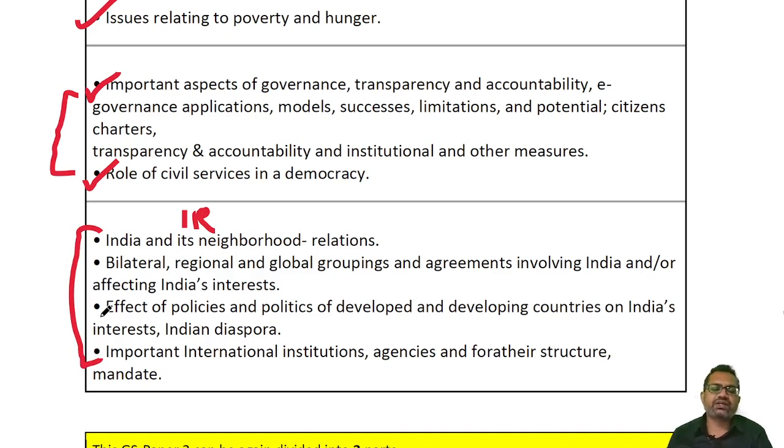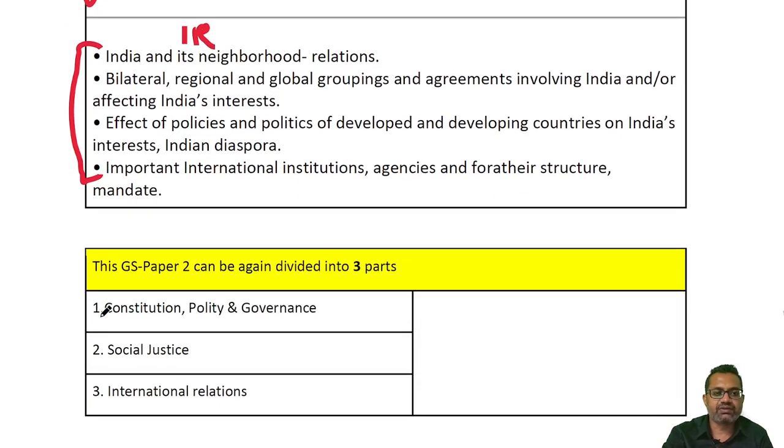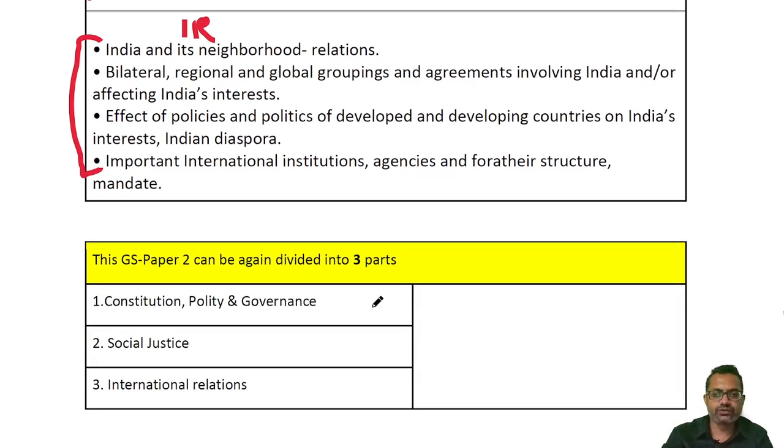So the first and foremost step for every student is to have command over the syllabus. So you should divide paper 2 into 3 equal parts. Which are these 3 parts? Paper 2 can be divided into these 3 parts: first is constitution, second is social justice, and third is international relations.